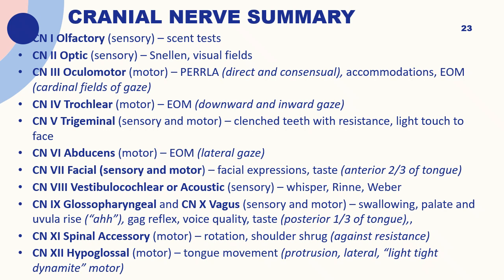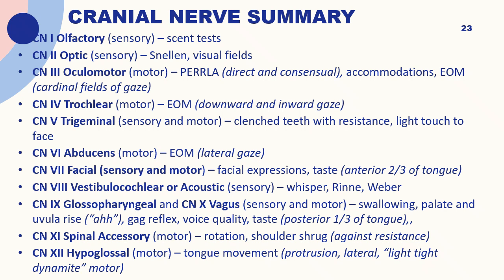Cranial nerve 7, the facial nerve, sensory and motor, motor tested with facial expressions including smiling, frowning, raising eyebrows. Sensory function tested with taste on the anterior 2/3 of the tongue. Cranial nerve 8, the vestibulocochlear or acoustic nerve, a sensory nerve tested with the Whisper, Rinne, and Weber tests.